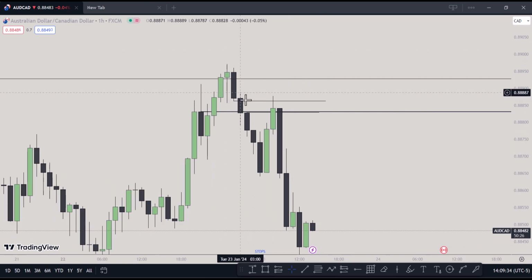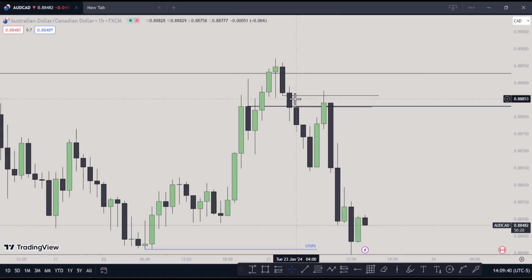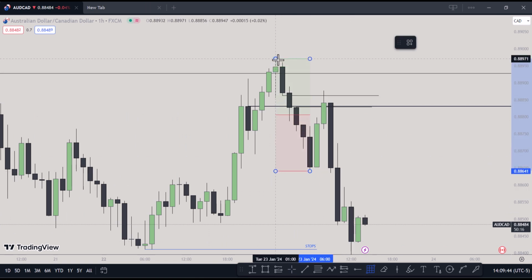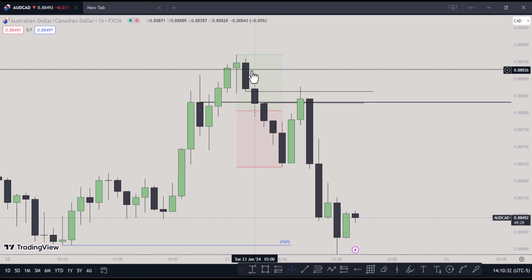All right. So after an expansion lower, we retraced to that 4-hour order block and we also left a fair value gap on premium. So this is the dealing range from here to here. We retrace to premium. So honestly, I see the 4-hour and the 1-hour time frame as one.